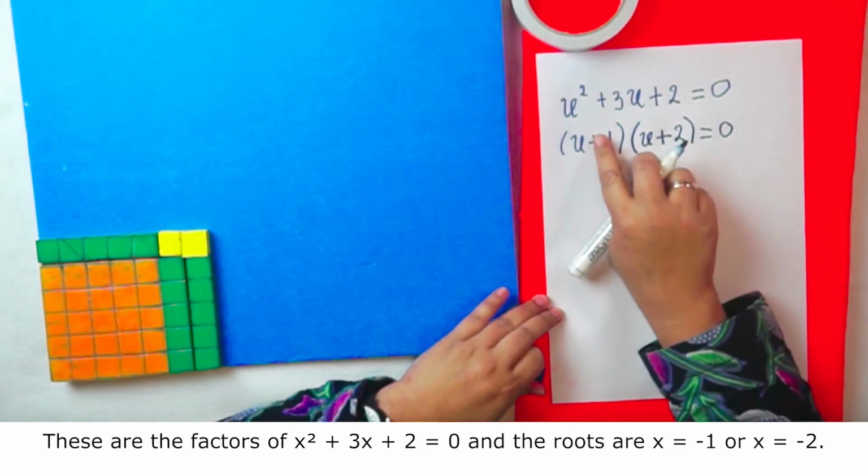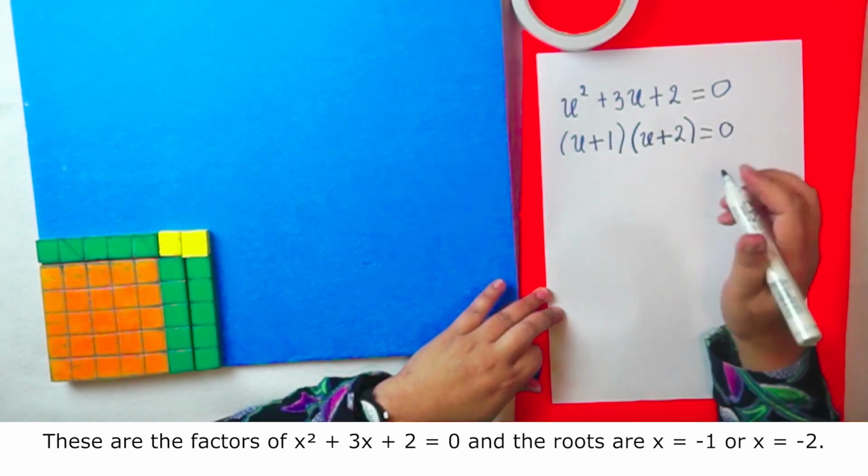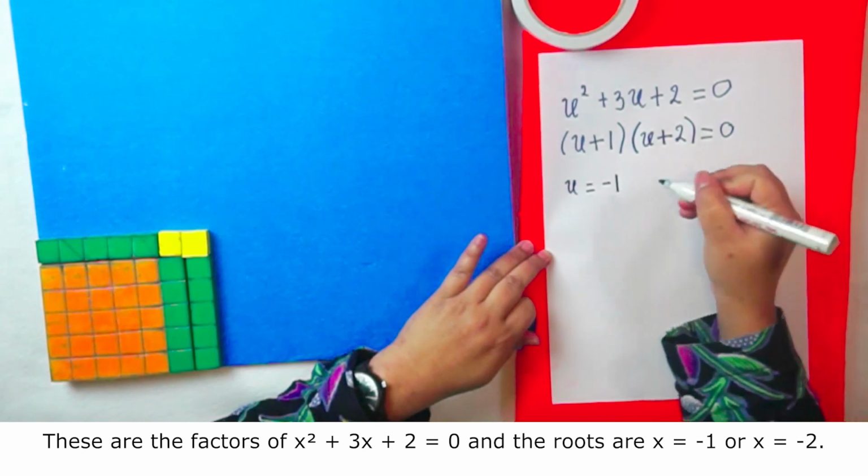These are the factors of x squared plus 3x plus 2 equals 0. And the roots are x equals negative 1 or x equals negative 2.